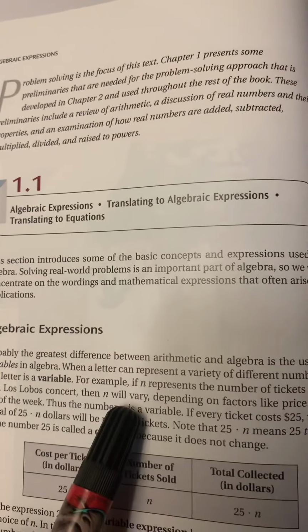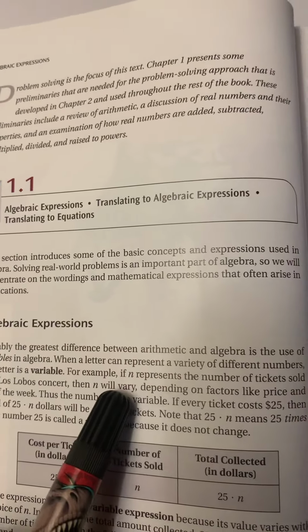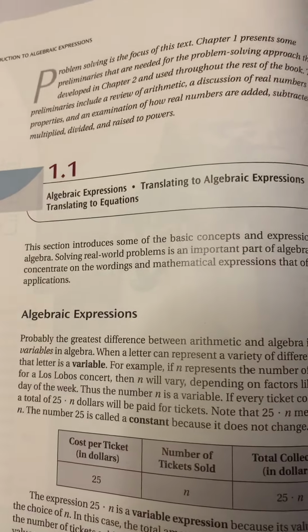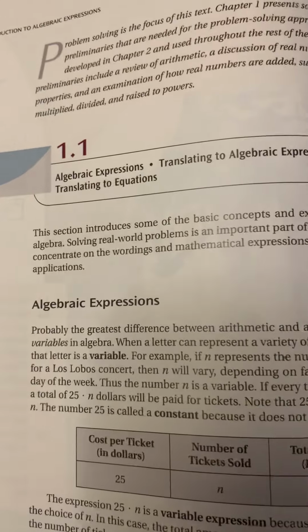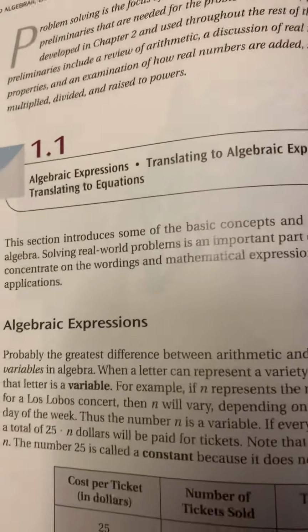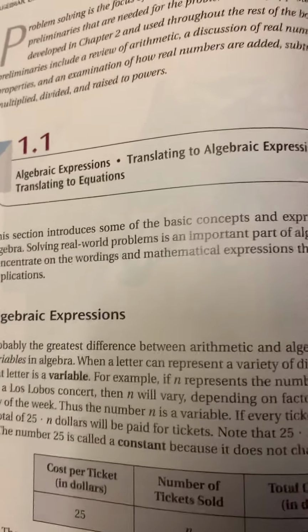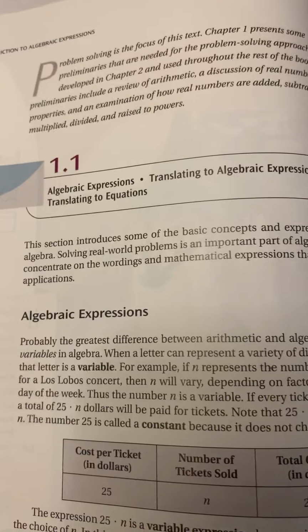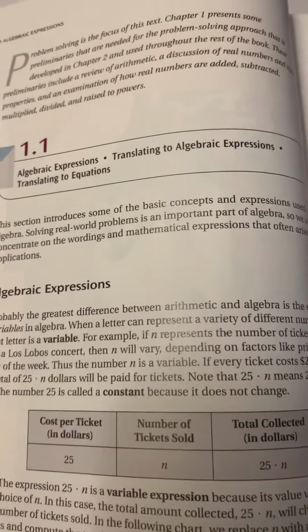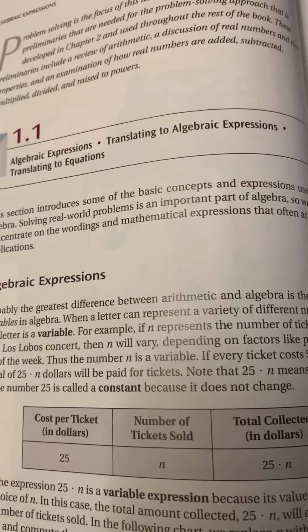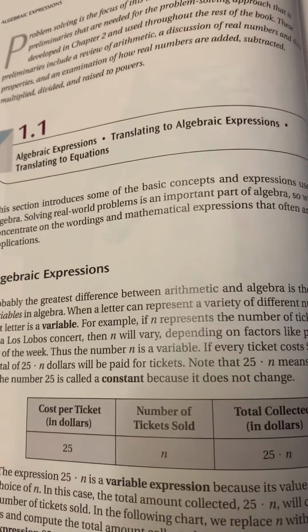That means it will change depending on the day. On one day, it's going to be maybe 159 tickets sold. On another day, maybe 17 tickets sold. So that's what it means when it says they will vary. The N will vary. And again, the N represents a number. So this N is representing the number of tickets that will be sold in the end.